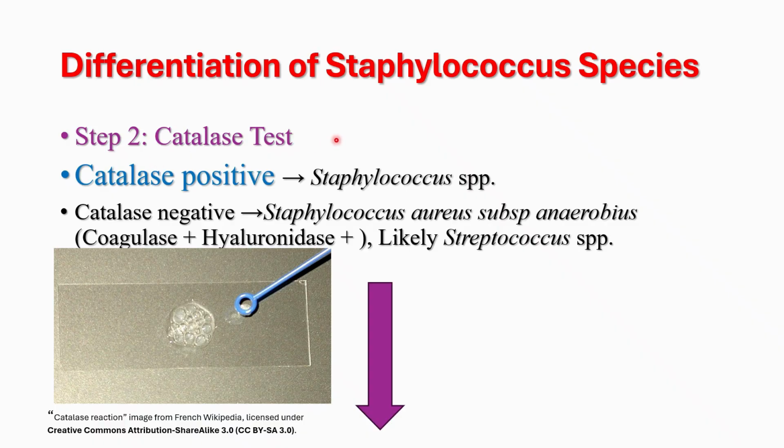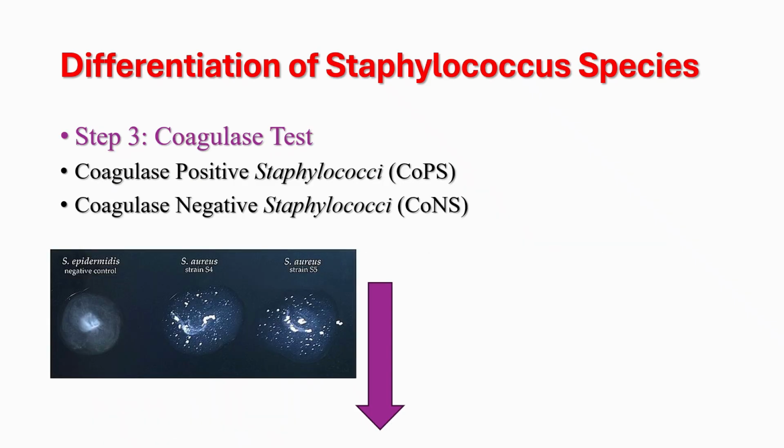So the second test we have to conduct is the catalase test. Catalase positive means Staphylococcus except aureus subspecies anaerobius. If catalase negative, that will belong to Streptococcus or this Staphylococcus species. So now we learned that most of the Staphylococcus are catalase positive. For catalase positive Staphylococci, the next step is the coagulase test, which determines whether the bacterium can clot plasma. Based on this reaction, the Staphylococcus species are divided into coagulase positive Staphylococci and coagulase negative Staphylococci.